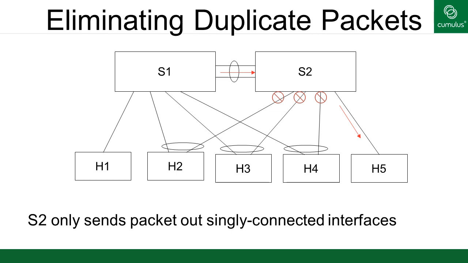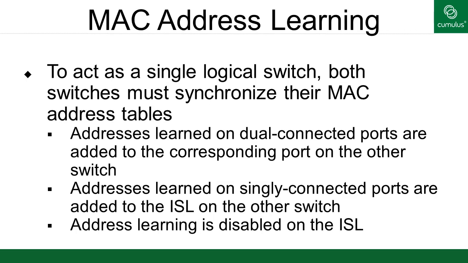And this then eliminates both the duplicate packets to H3 and H4, and also coming back to H2, it won't get the packet it sent. So that's how an MLAG will eliminate duplicate packets and packets returned to the sender.